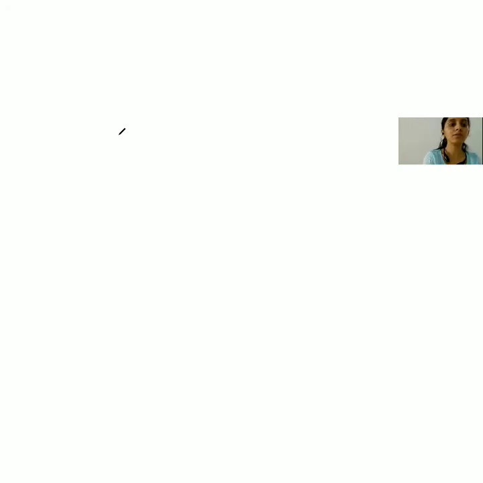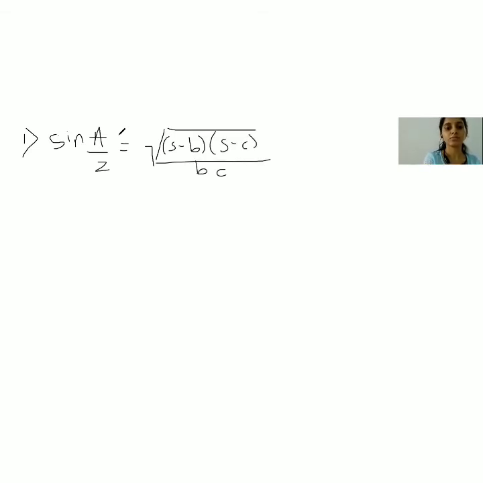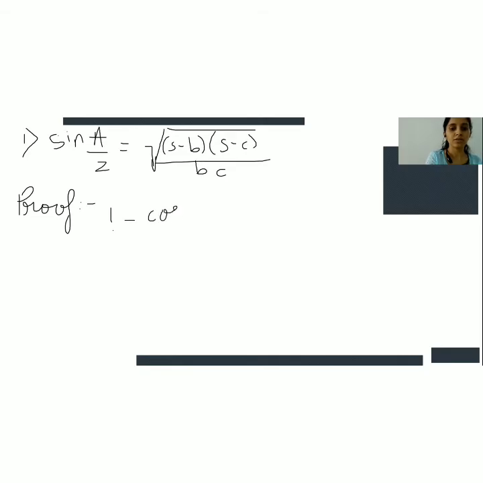Now we'll prove the first one, that is sine of A by 2 is equal to under root of (s minus b)(s minus c) divided by bc. Let us prove this. For the proof, we are going to use the rules that we have studied: sine rule, cosine rule, and projection rule. So let us begin with one identity that we know: 1 minus cos A is equal to 2 sine square A by 2.